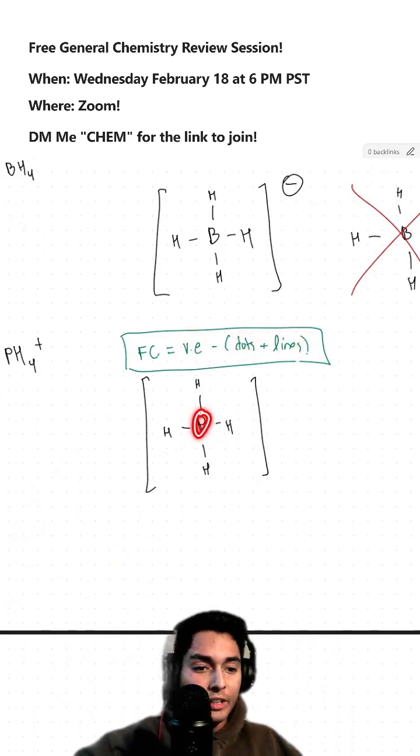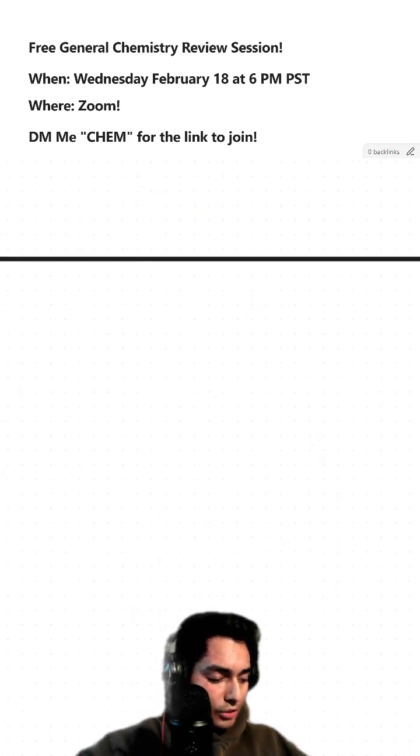So phosphorus typically has how many valence electrons? I don't know. I'm going to check. How do I check? I'm going to check the periodic table.